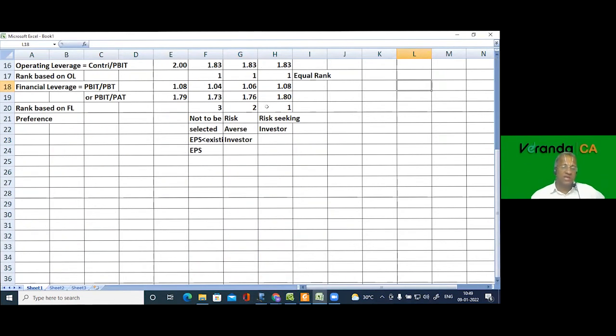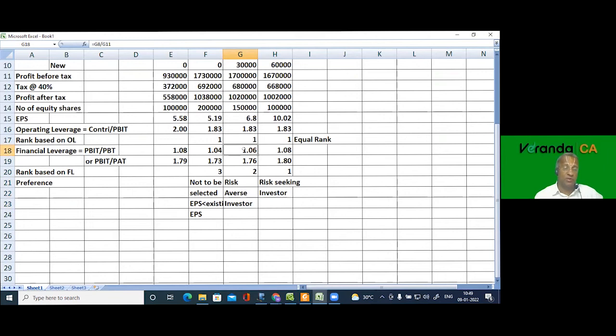So for a risk-seeking investor, the last option. For a risk-averse investor, the second one, because financially there is a better number that you have, 1.06, 1.76, and your EPS is greater than 5.58. But he is averse to taking more risk. When a person is taking more risk, more return will always be there. So with that, the solution to question number 2 is getting over.